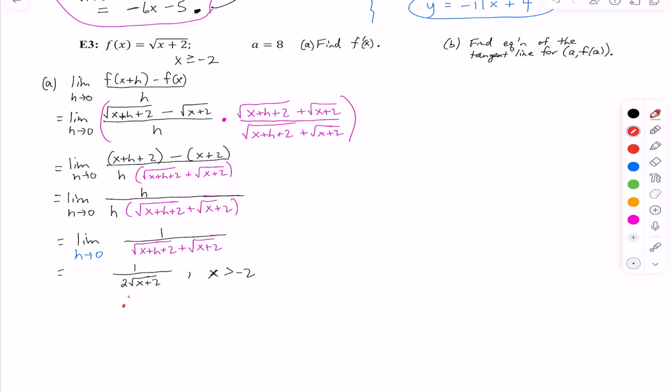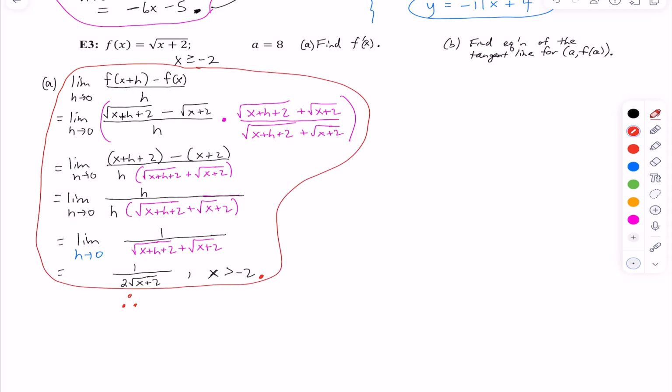That is the derivative function. Why don't I write it right here? I'll put a period here. I'll circle the very first sentence. And this very first sentence is going to support your second sentence. Therefore, the derivative function is what? It's 1 over 2 times the square root of x plus 2. Now let's look at the equation of the tangent line at the point of tangency.